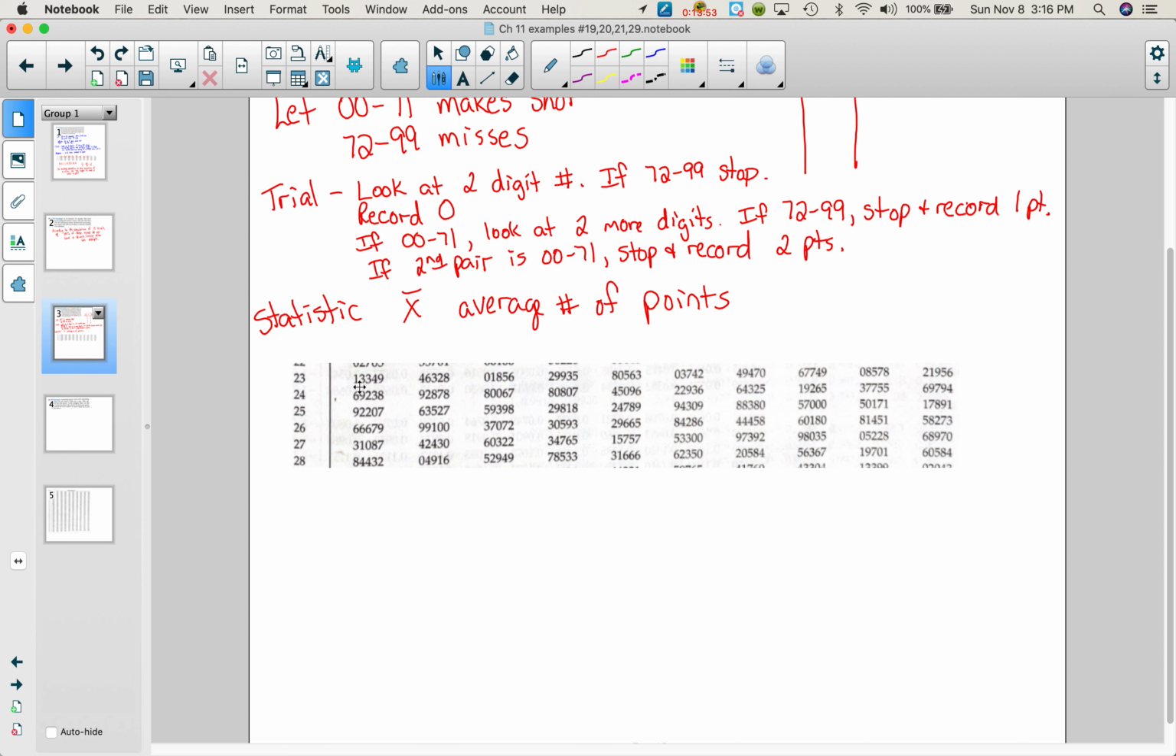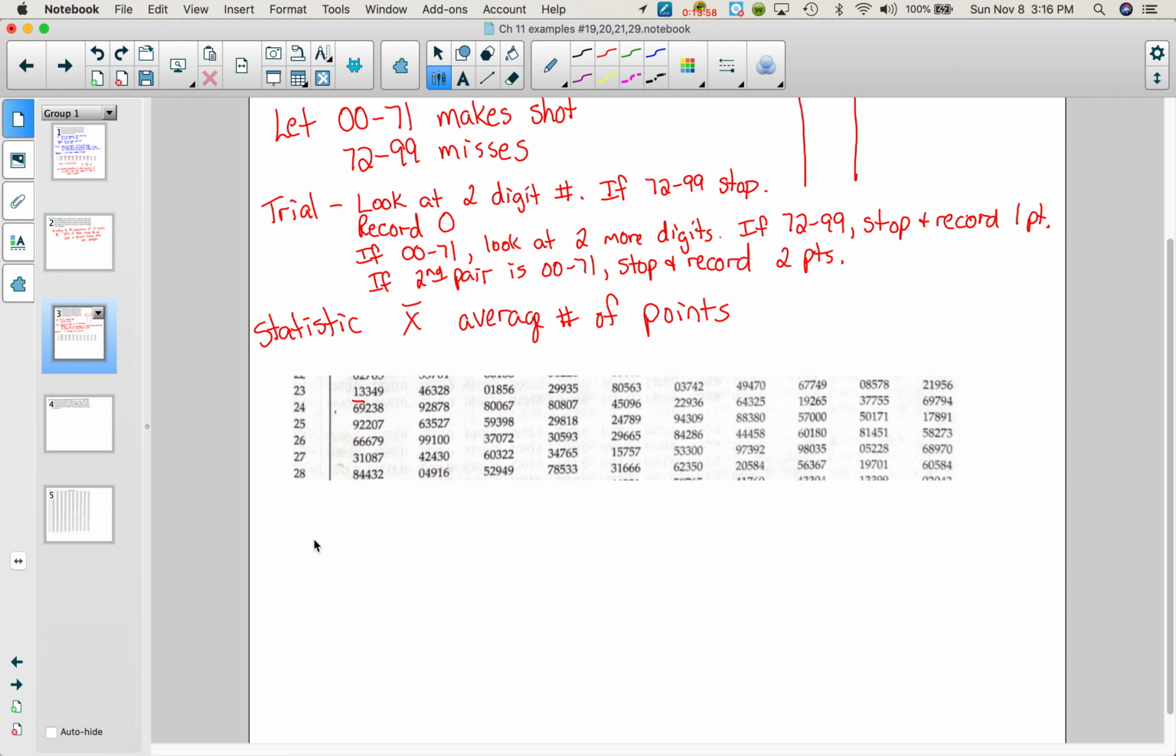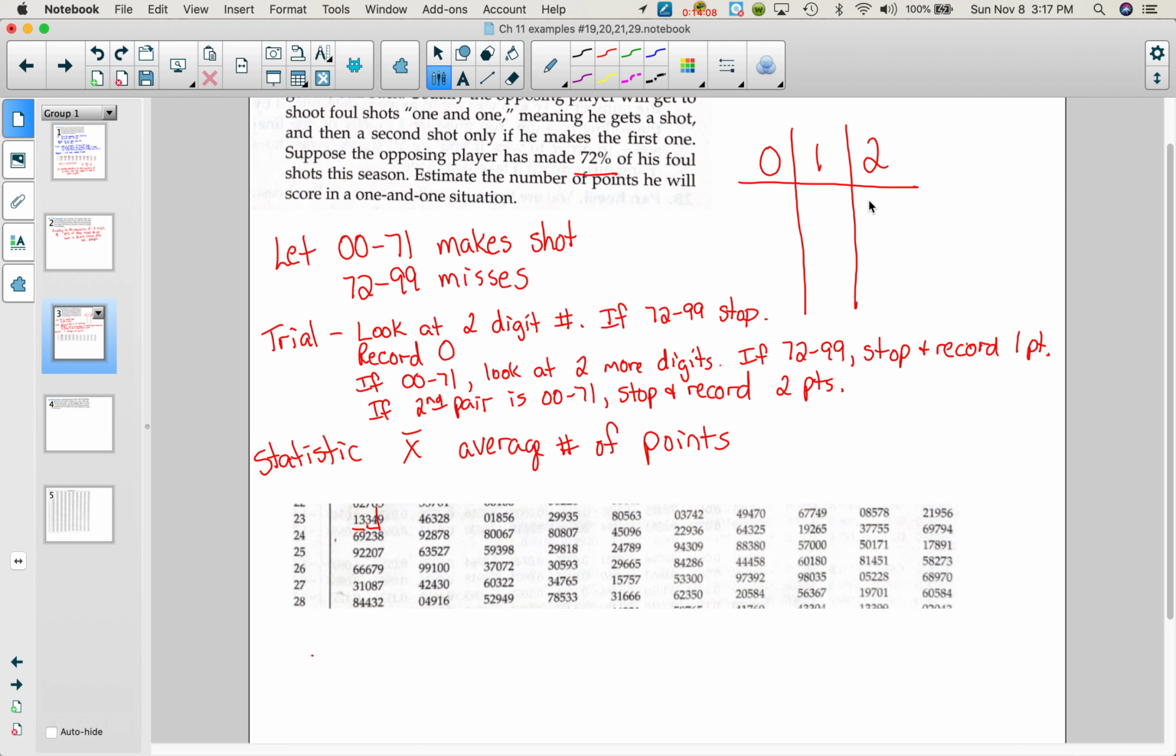So starting at line 23, a 13 means they made the first shot, and 34 makes the second shot. So we stop and we record a 2. I'm going to make a little tally mark for the 2. Next, we get a 46. That's within the makes the first shot, and a 32. So makes, oops, my bad. So let's go back to this. We had a 94, which means she misses the first shot. So we stop and record a 0.